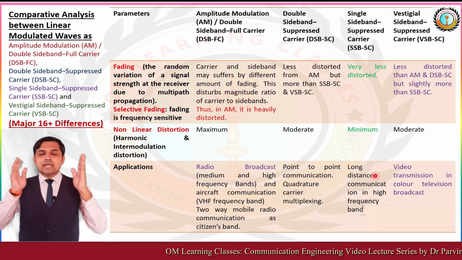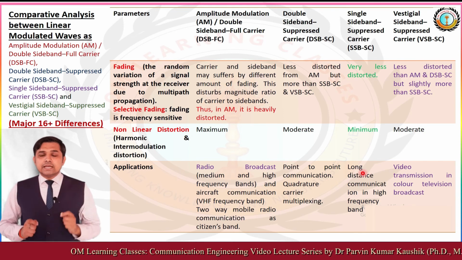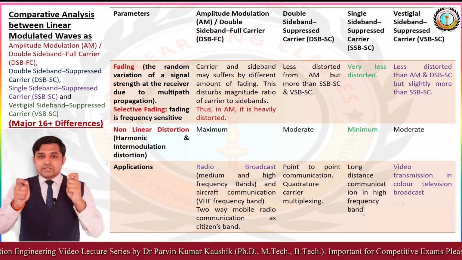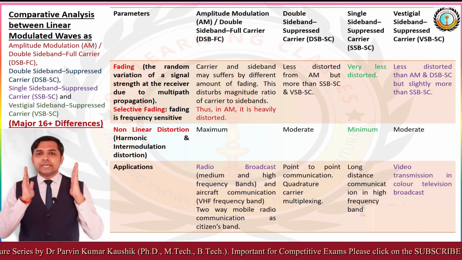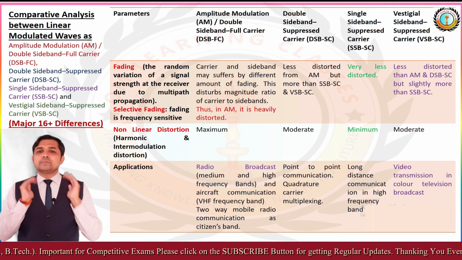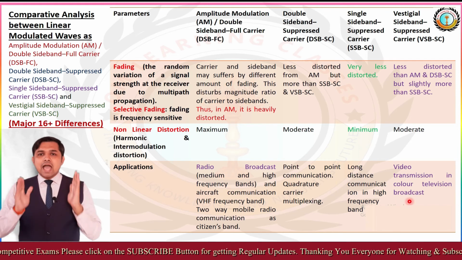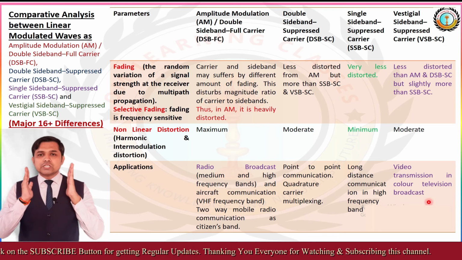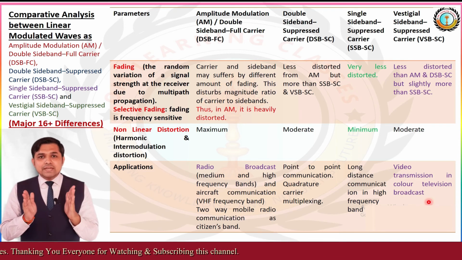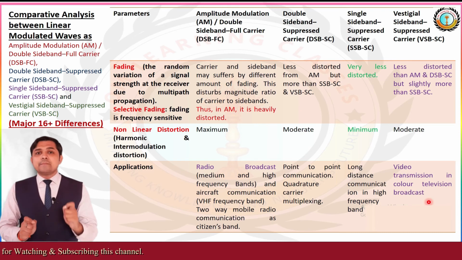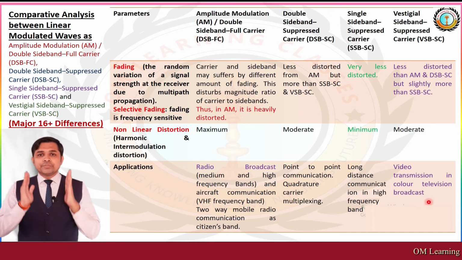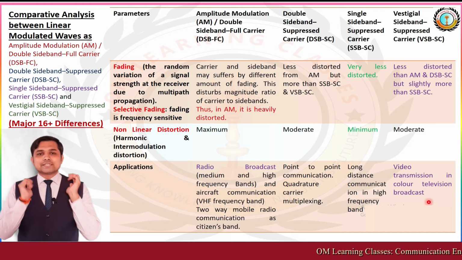Now we have the application scenario of SSB-SC, that is the most efficient bandwidth and most efficient power scheme, that has application in long distance communication in the high frequency band. And VSB-SC has application in video transmission in color television broadcast. Again I repeat, VSB-SC has application in video transmission in color television broadcast.